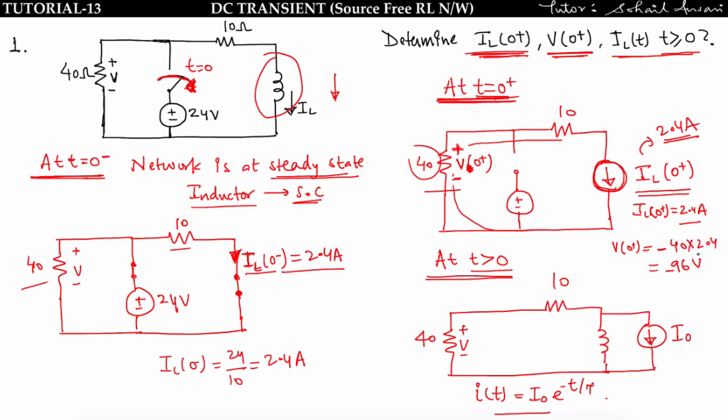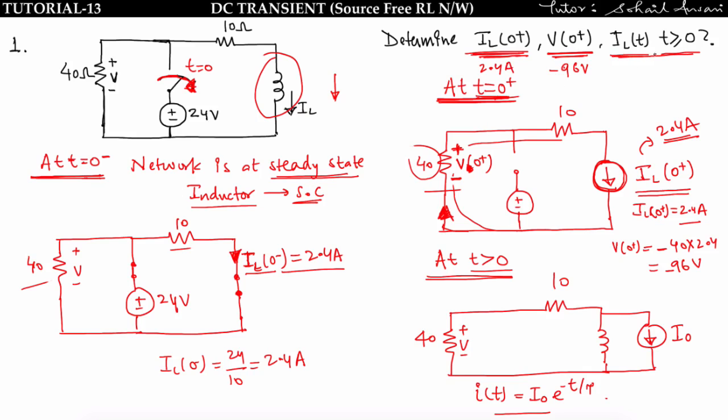Why am I considering this as negative? Because the direction of current is from down to up, and the polarity of V of 0 plus is given like this, and we know that in any passive element the current always flows from positive to negative. Since the direction of voltage is given opposite to the original voltage, that's why I am taking negative. So we found V of 0 plus is equal to minus 96 volt, and IL of 0 plus is equal to 2.4 ampere.